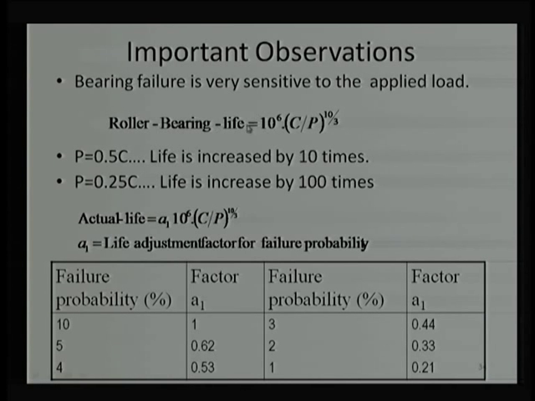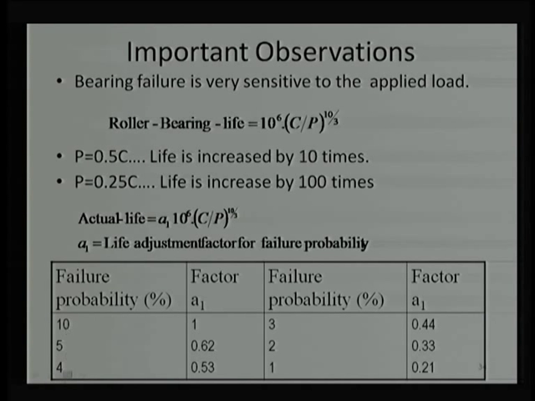Another thing, this bearing life is for 90% reliability. If we want any other reliability, then we need to add one factor, which we call a life adjustment factor, and that factor will change with the kind of reliability we need. For 90% reliability, this factor is equal to 1. Now, if we need a reliability of 95%, or we say failure probability of 5%, then this factor is reduced to 62% only. If we increase reliability by 1, say from 95% to 96%, then we see the factor is further reduced. This factor is 0.53, almost half of that.